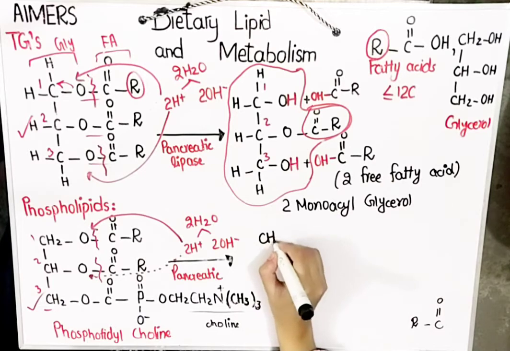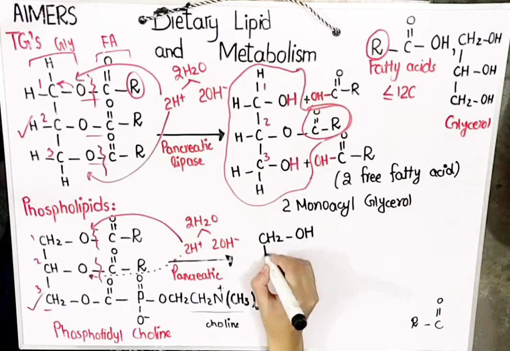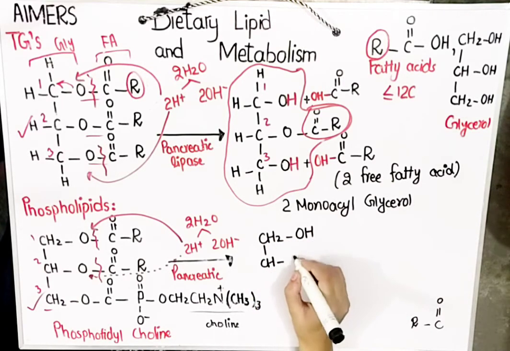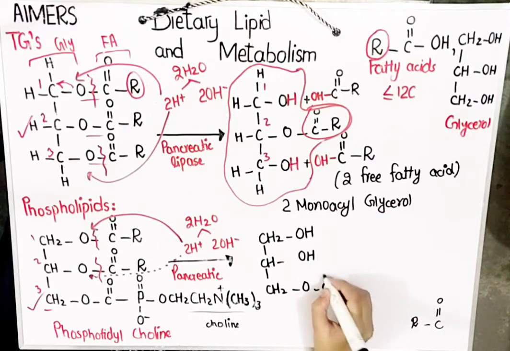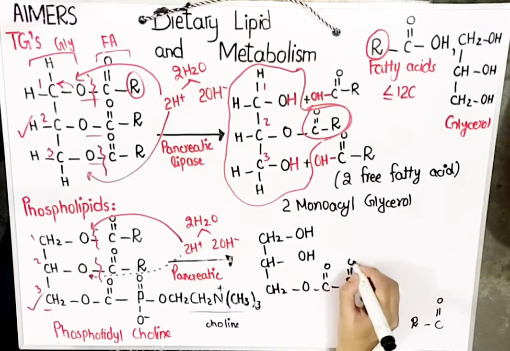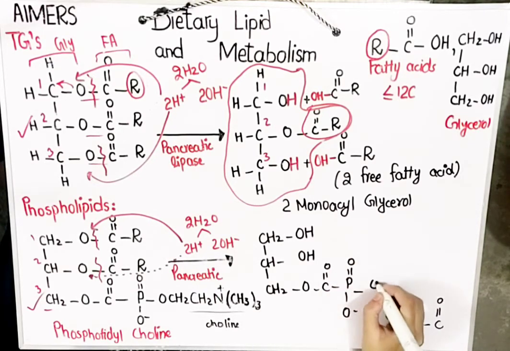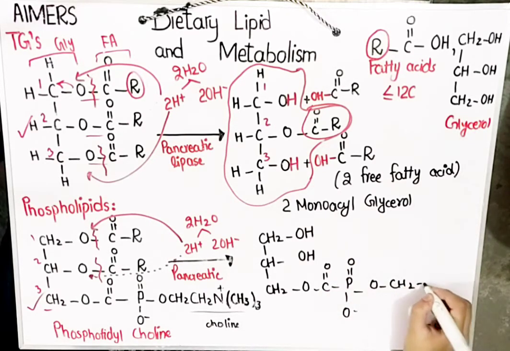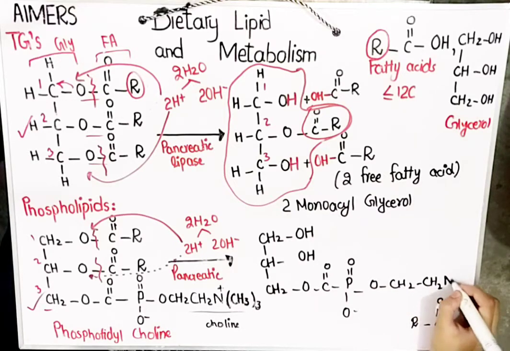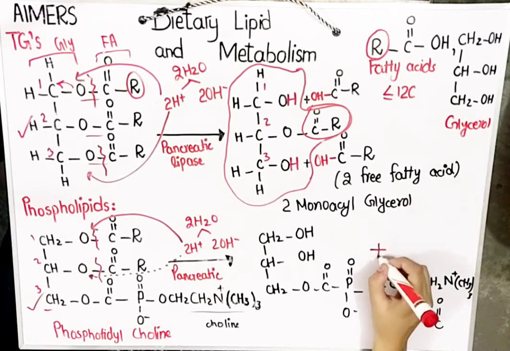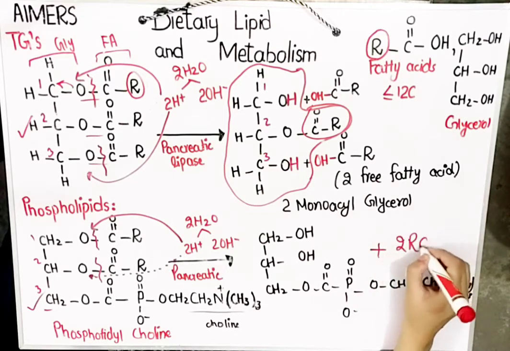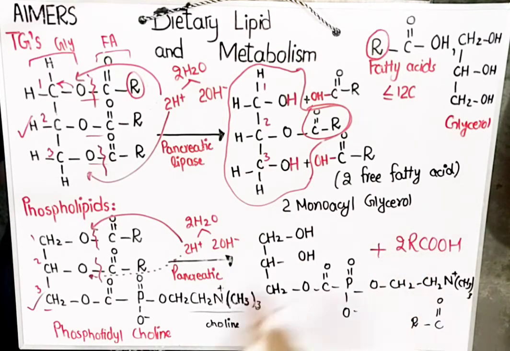Now what would be the product? It would be something like that: CH2OH, CHOH, and then we would have CH2 oxygen, carbon double bond oxygen, phosphorus. It would be same as that. So my dear aimers, what we have done, N positive, CH3 into 3. And what would be released? This OH negative one will move over here and other will move over here. So we would have 2 free fatty acids. It is same like that.